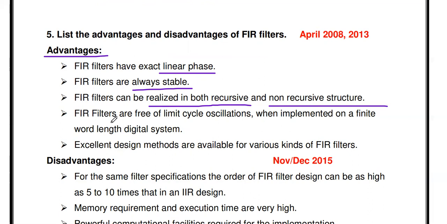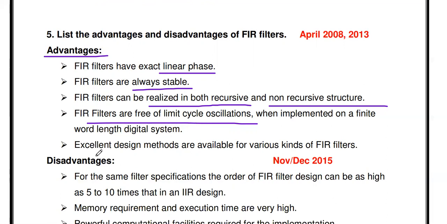Then the next one, FIR filters are free of limit cycle oscillation. Okay, so the limit cycle oscillation problem does not happen in FIR, but in IIR, the limit cycle oscillation problem will happen. Okay, so we'll discuss this limit cycle oscillation in the next unit, finite word length effect of a digital system.